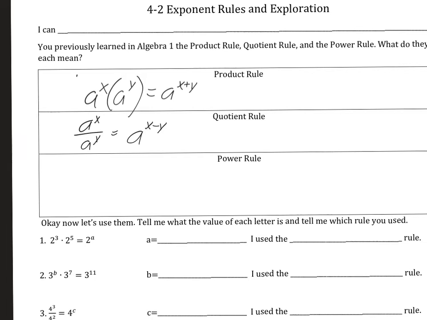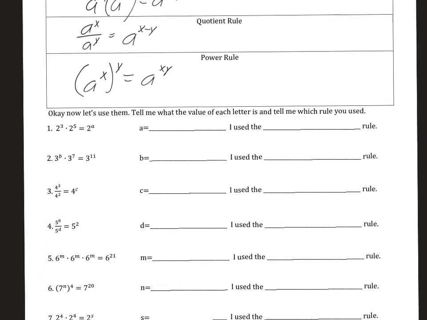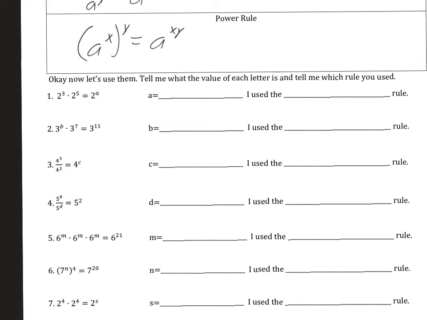The power rule tells me that if I have a to the x to the y power, that means I have a to the x times y. Okay, so you're going to want to hang on to this so that you can remember what all these rules are. So let's actually use them.